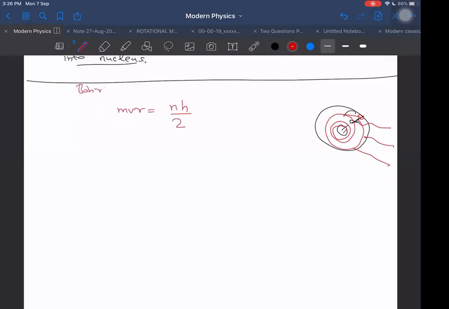Bohr's atomic model. Same model only, no difference at all. But he explained it. He said that MVR is equal to nh upon 2 pi. Angular momentum is equal to nh upon 2 pi, where n is some integer. So this will give us the orbits which will be stable. Those will be some discrete levels of orbits. All orbits will not be stable. Only in these orbits will the electrons be stable if it is moving in any of these orbits. And once it is moving in these orbits, then it does not lose energy.